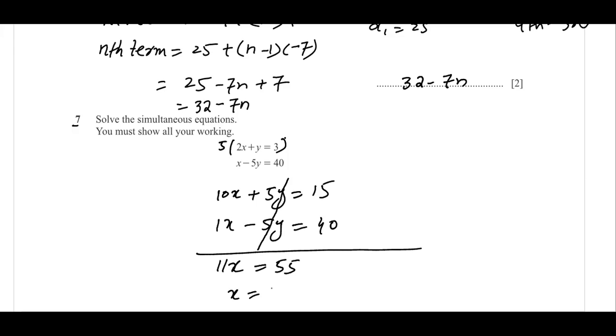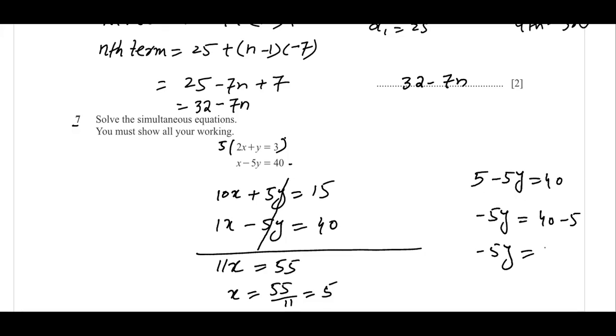So what will be x? 55 divided by 11. Okay, so let's calculate it. It will be 5. This value of x you can put in any equation. Okay, I will put it here. If I put it here, it will become 5 minus 5y equals 40. Take 5 to the other side, so minus 5y equals 40 minus 5. So we will have minus 5y equals 35. Take this to the other side, so y will be equal to 35 over minus 5, which will be minus 7.